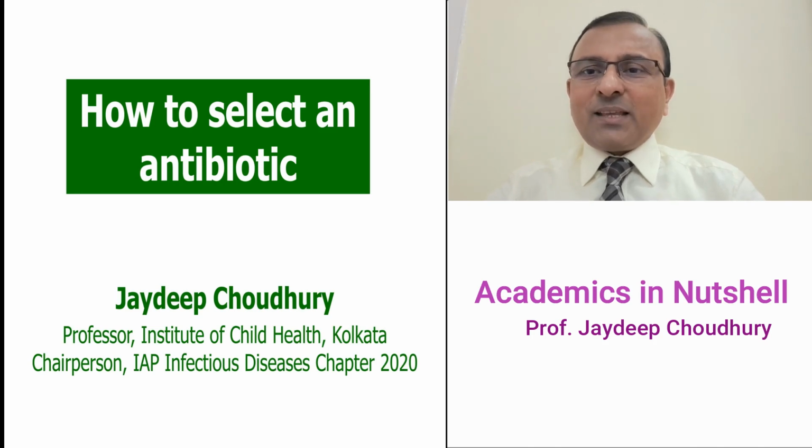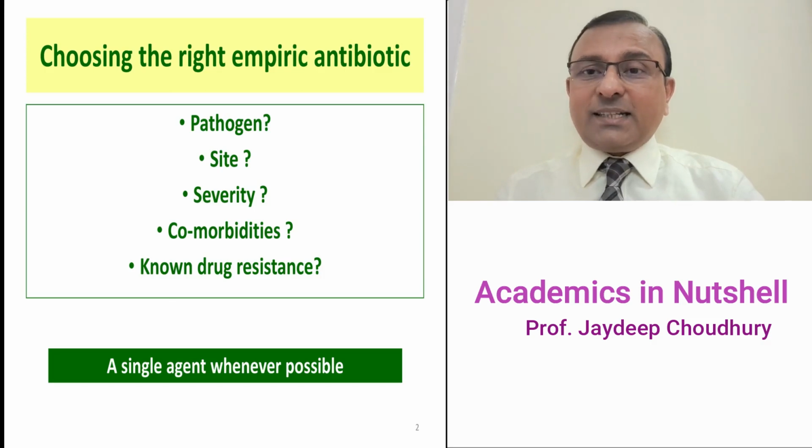And today, how to select an antibiotic. So, when we select an antibiotic, it's most often empiric. Empiric antibiotic selection should depend on some factors like pathogen, the site, the severity, the comorbidities, and if there is any known drug resistance. As far as possible, we must try to start with a single antibiotic.